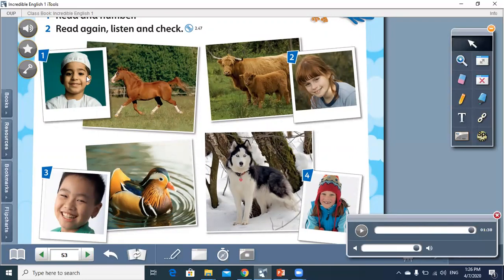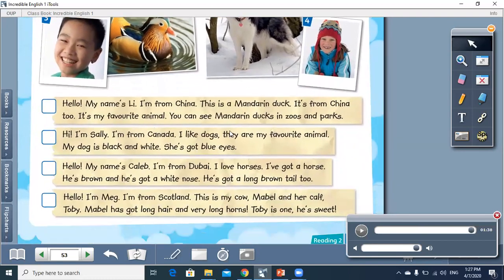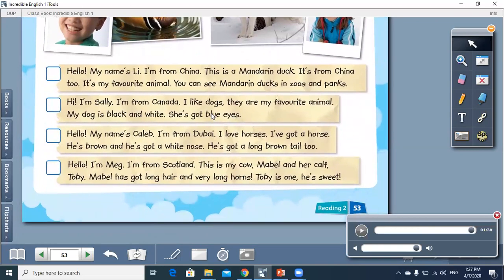So as we saw here, we have got two boys and two girls. We have Caleb, we have Meg, we have Lee, and the other girl. And we have got different animals like the horse, like the cow and the calf, like the mandarin duck and the dog. So now let's read. And this is very important, how to read and then how to match. So now it's time for reading.